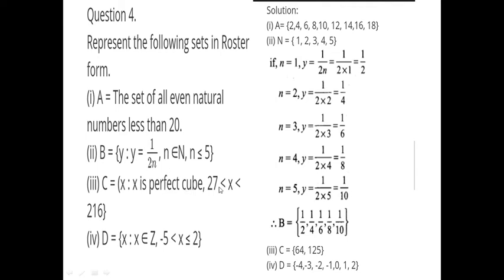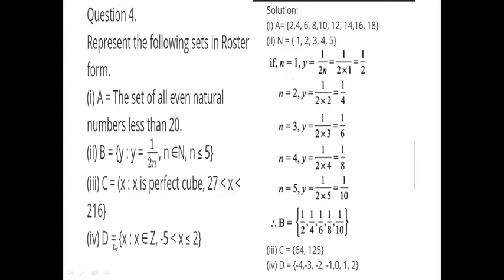So it is greater than 27. Greater than 27, it starts from 4 cube. 3 cube is 27, but it is mentioned x is greater than 27. Therefore, 4 cube is 64, 5 cube is 125. And 6 cube is 216, but it should not be included, because x is greater than 27 and less than 216. So our set C contains the elements 64 and 125.